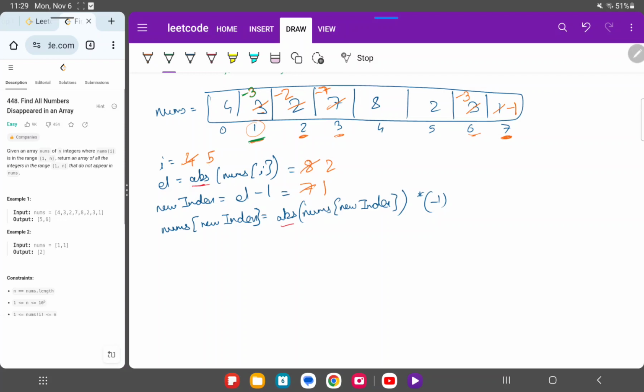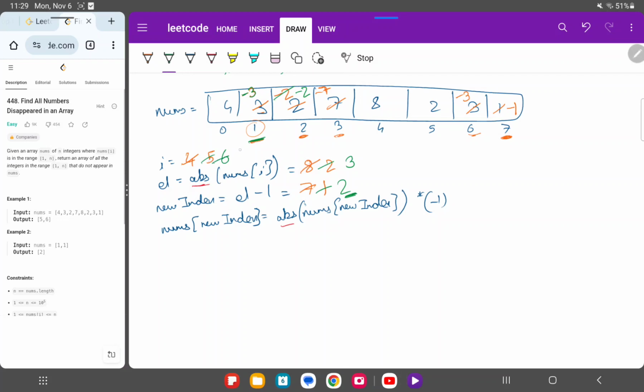Okay, so now i equals 6. When i equals 6, what is the new element? The absolute value of the element at index 6, that is the absolute value of -3, which is 3. What is the new index then? Element minus 1, 3 minus 1, that is 2. What the new updated value at new index 2 would be: whatever the value there is, get the absolute value of that and multiply it by -1. So this would give us again -2. No change made, basically because we have already encountered this, so we do not need to make any change.